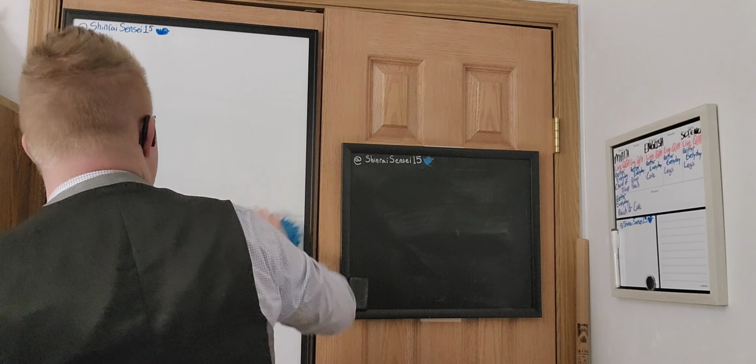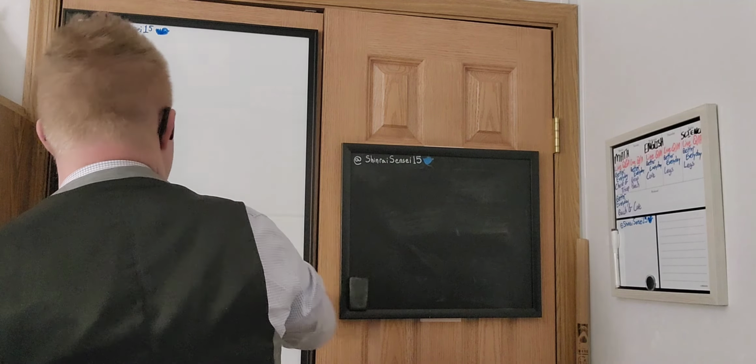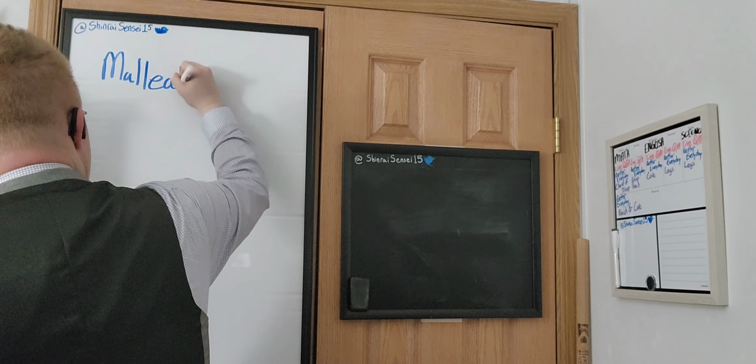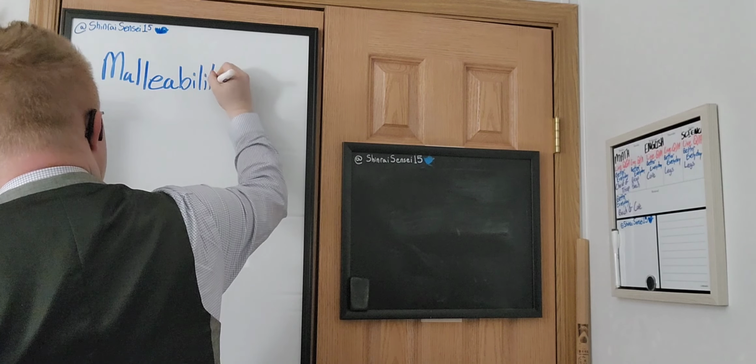So erasing this all off. Now, when it comes to materials, you have metals and liquids and gases and stuff like that. Well, they all have physical properties and chemical properties, right? So, some properties that they have here. Malleability.